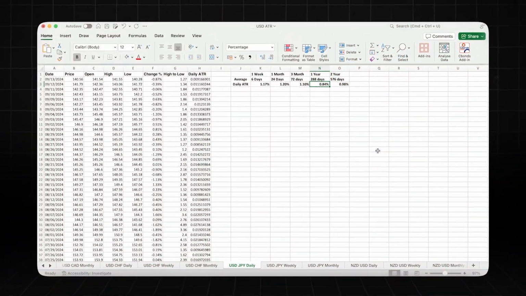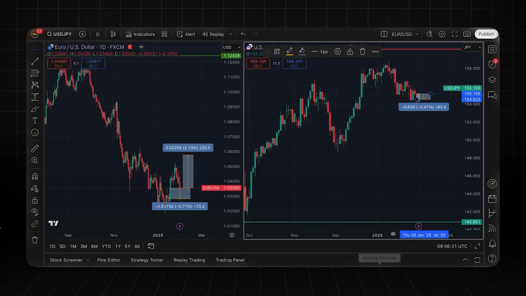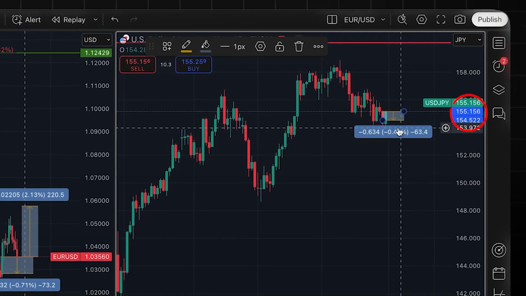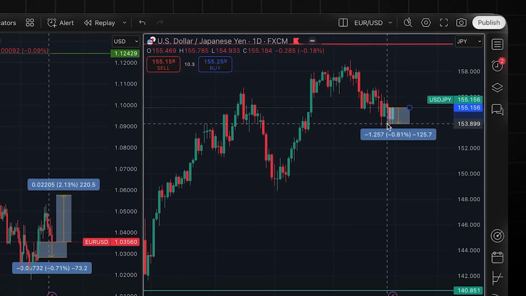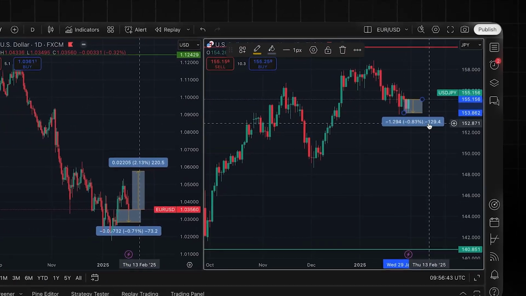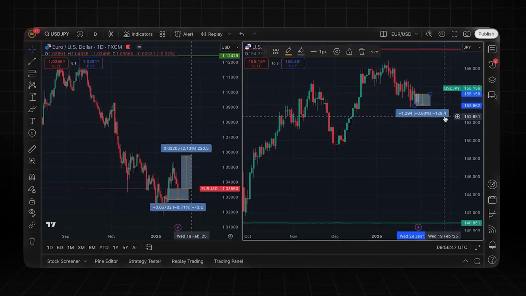Now, I'm going to show you other currency pairs like USD JPY. Now, this is exactly the same for whether you're trading commodities, crypto, or stock market indices. The daily volatility of USD JPY is 0.84%, which means if the live price is 155,156, then if we want to do 0.84%, that would mean the stop loss is going to have to be around 129 pips away on a daily basis, okay?